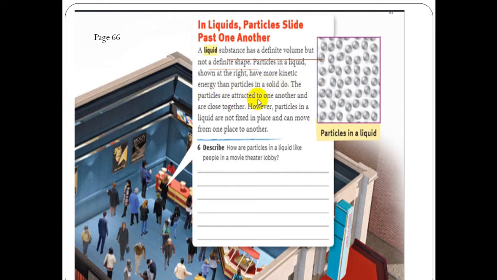The particles are attracted to one another and are close together, but not as close as in a solid. Particles in a liquid are not fixed. They are always moving, and they can move from place to place, okay? So in this question, how do the particles here look like the people here in the lobby? Let's see.